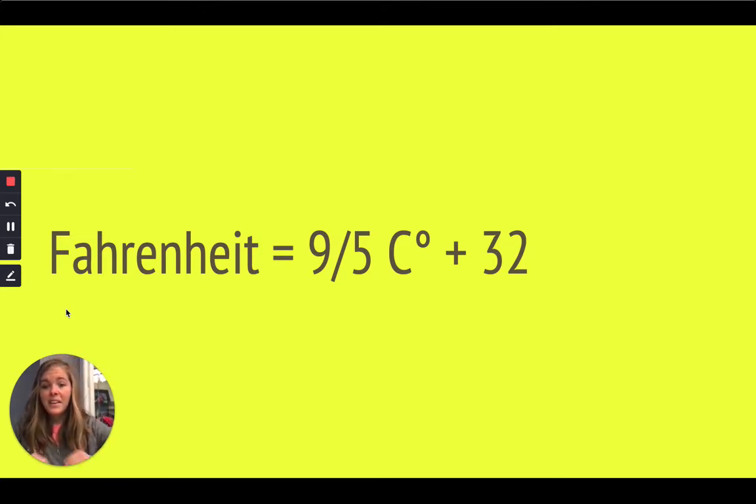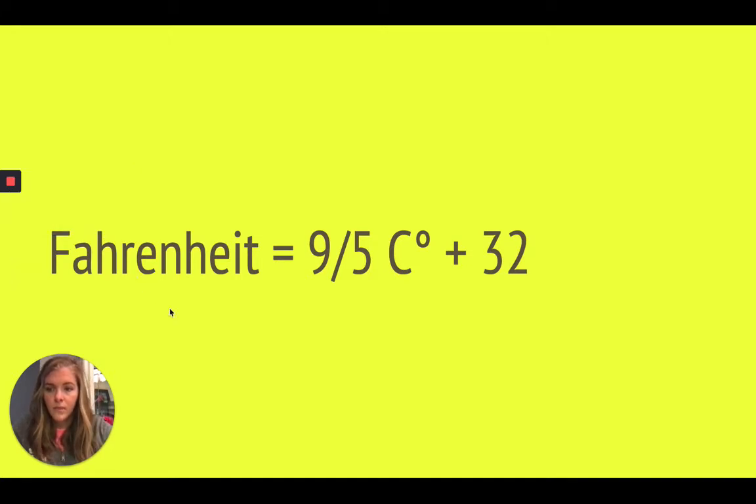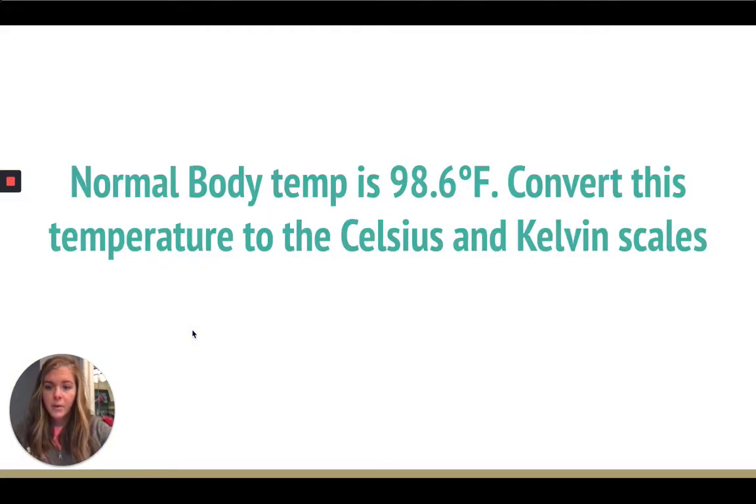So anyway, Fahrenheit is equal to 9/5 Celsius, which is 1.8 times Celsius, plus 32. Those are the formulas you are going to need to solve these next couple problems. Alrighty, let's do some practice. Our first practice problem: normal body temperature is 98.6 degrees Fahrenheit. Convert this temperature to the Celsius and Kelvin scales.